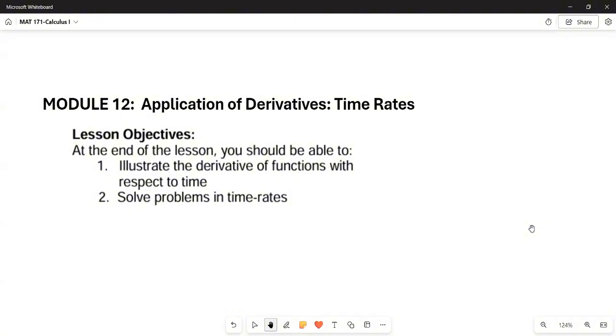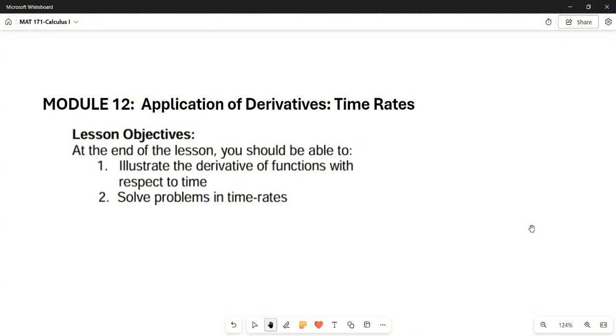So first lesson objective is for us to be able to illustrate the derivative of functions with respect to time. So dito sa ating module 12, time rates, ang focus natin dito is magdi-differentiate tayo ng any function but always with respect to time. Or lagi mapapansin nyo, over dt yung mga derivatives natin.